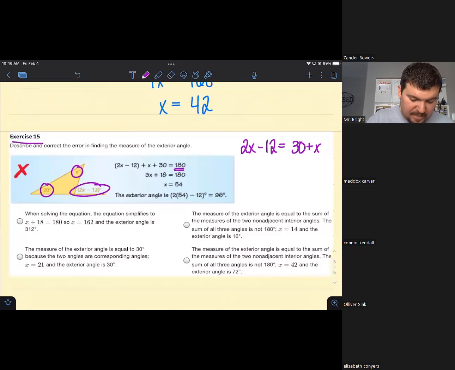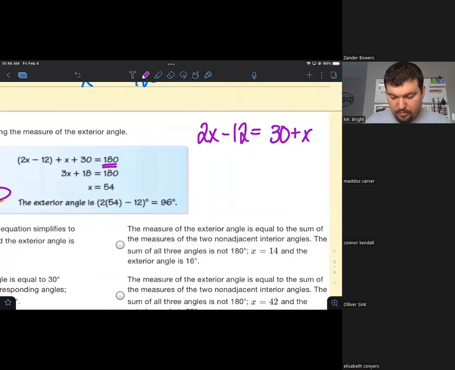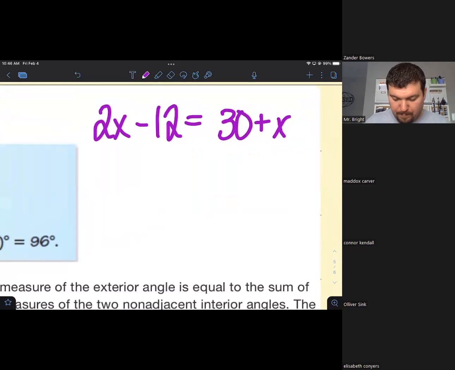So for number 15, I want you to actually solve this equation, not just put A, B, C, D. I want you to actually have your work for number 15. So let's do the work right here in this space. What would my first step be to solve this equation?